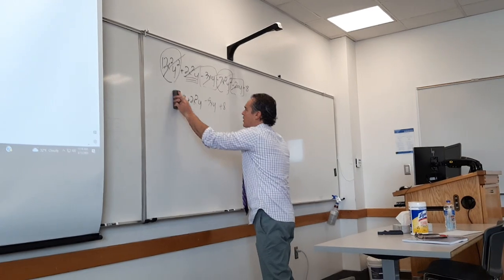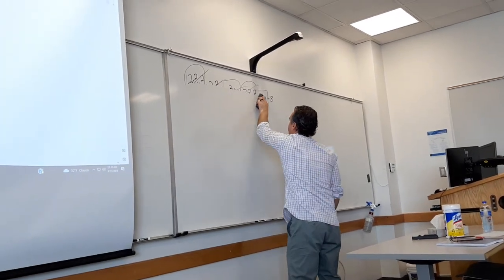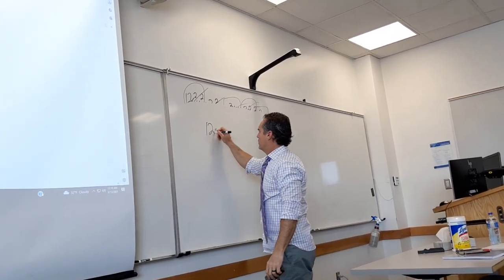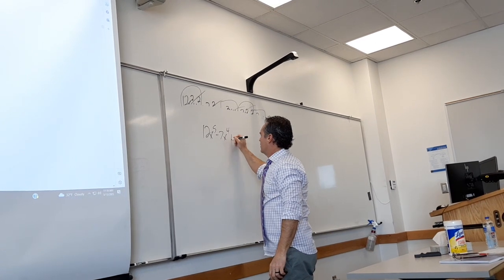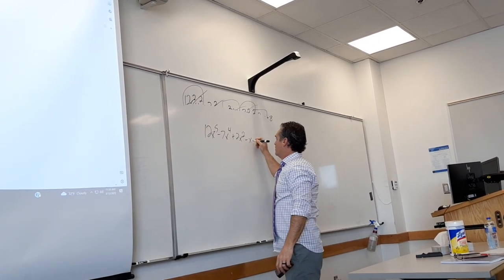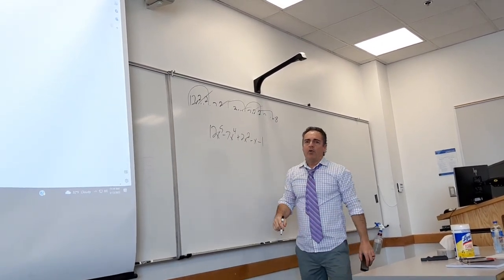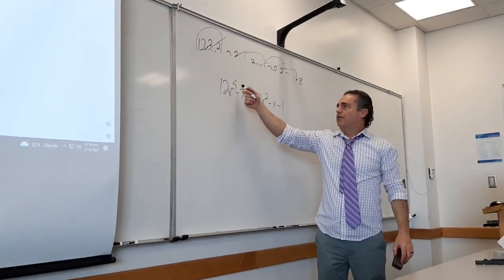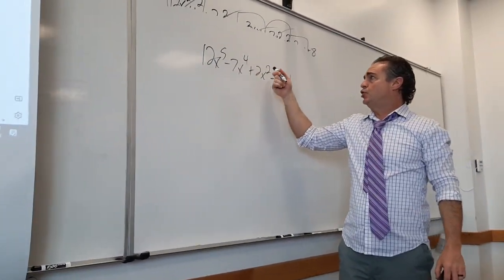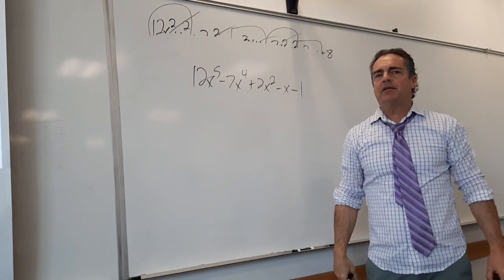Okay? Look up here, please. Read the problem to me. Somebody go fast. 12x to the 5th minus 7x to the 4th plus 2x squared minus x minus 1. Minus 1? Yep. Okay. So, look up here. I have a degree of 5, a degree of 4, a degree of 2, 1, and 0. What degree am I missing?